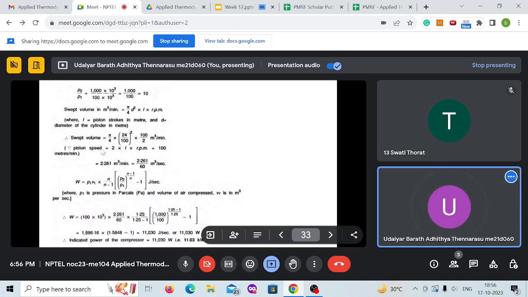Because there is no clearance volume, V1 will be the swept volume. So 2.261 divided by 60 into N by N minus 1. N is 1.25. On substituting, we find that the work is 11,030 watt or 11.03 kilowatt. So the indicated power of the compressor is 11.03 kilowatt.